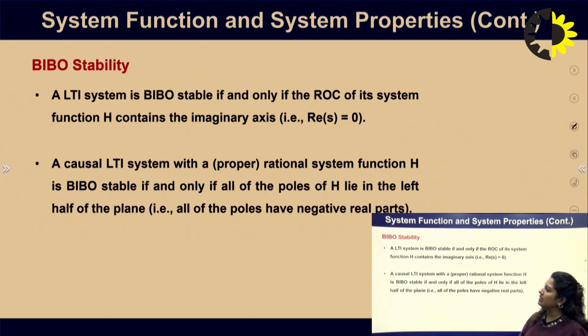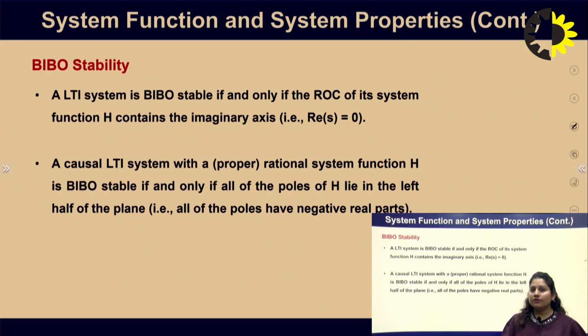Next is the stability. An LTI system is BIBO stable if and only if the ROC of its system function H contains the imaginary axis or the j omega axis. If the ROC doesn't contain the j omega axis, then the system is not stable. A causal LTI system with rational function H is BIBO stable if and only if all the poles of H lie in the left half of the plane. Only in that case it will include the j omega axis. Obviously, that is, all the poles have negative real parts.